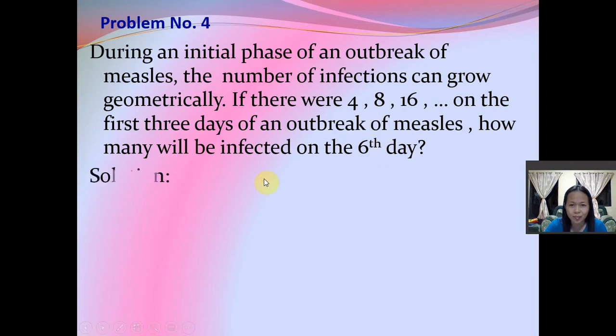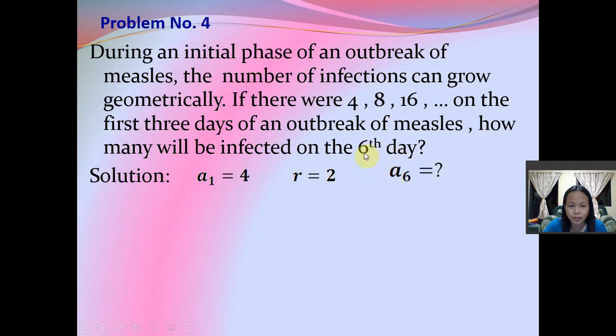Looking at this pattern, 4, 8, 16, what kind of sequence are we talking about here? This is a geometric sequence. Our first term is 4 and our common ratio is 2. We multiplied 2 to each term to get the next term. So 4 times 2 is 8, 8 times 2 is 16, and so on. Or simply, to get the common ratio, 8 divided by 4 is 2, and 16 divided by 8 is also 2. So the common ratio is 2.